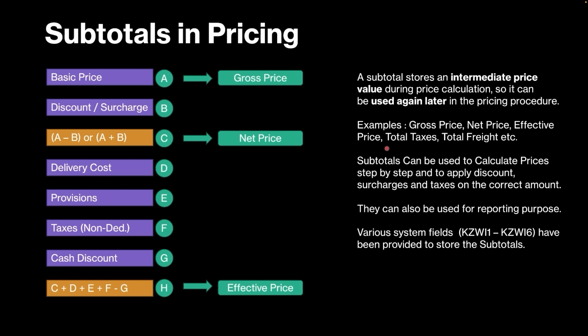Along with these subtotals, you can also have subtotals for taxes and freight or delivery costs. Now this gross price is not technically a subtotal, but in SAP you will have to mark the gross price also as subtotal to calculate further subtotals like net price and effective price. So you can see subtotals can be used to calculate prices step by step and to apply discounts, surcharges and taxes on the correct amount, and they can also be used for reporting purposes. And SAP has given multiple system fields which can be used to store the subtotals amount.